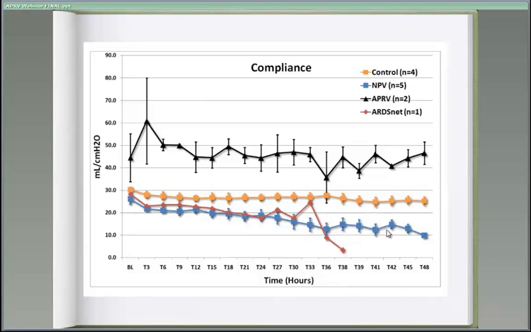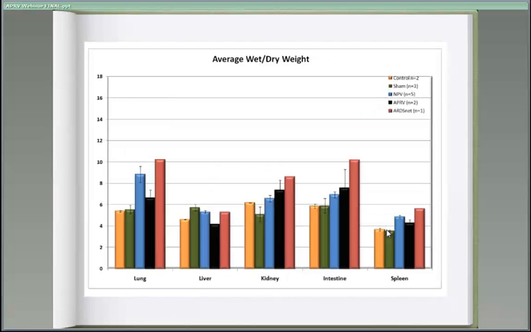Now lung compliance, you can see that again up here is APRV, and the lung compliance stays relatively stable throughout the experiment, suggesting that the lungs are perhaps healthier. Now at necropsy, if you look at lung weights, you can see that here's APRV black and here's ARDSNet. So we have a little bit more lung water. Here's the non-protective group, in other words, low PEEP and 10 ml per kg tidal volume.